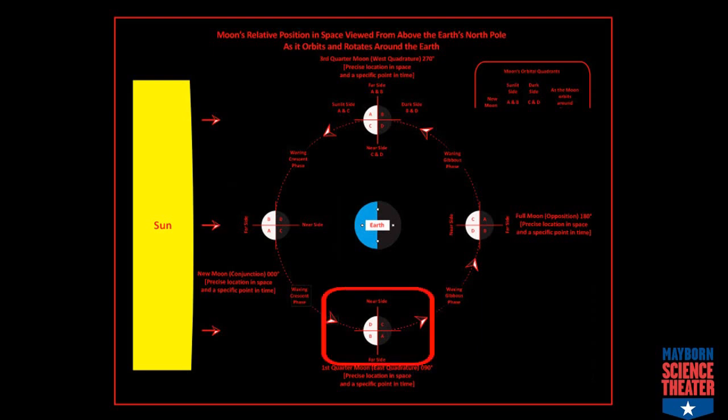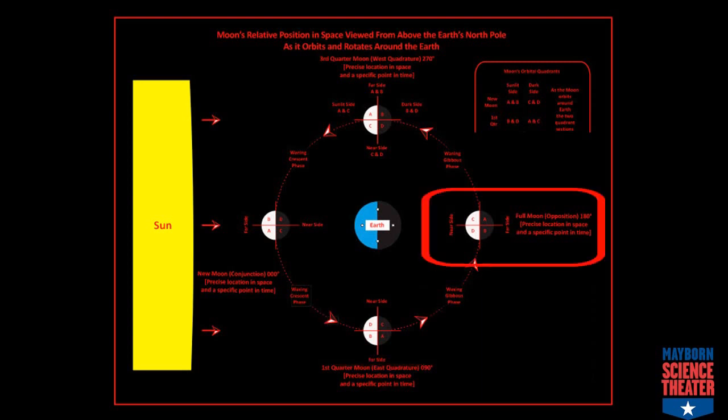Let's go on now down to a first quarter moon. And let's see what we have. What is the sunlit side? What do we have here? C and D, notice, C and D. And so what's the dark side? A and B. Let's go on to the next. On a full moon, what is the sunlit side? C and D, and we have A and B over here.